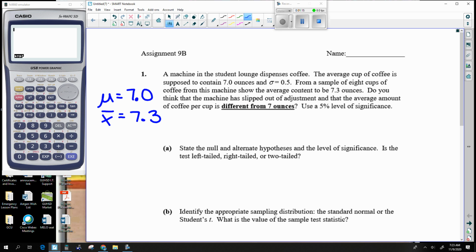So what this process is saying is, hey, there might be something wrong with our idea that the average is 7. It might be more, it might be less, it might be different, but something is potentially wrong with the average. We have a standard deviation. Notice how this one is a sigma of 0.5. We need a sample size. So how many cups of coffee did we look at? We looked at 8 cups of coffee. And then we have this fish symbol, which is our level of significance, and that is going to be 5%.